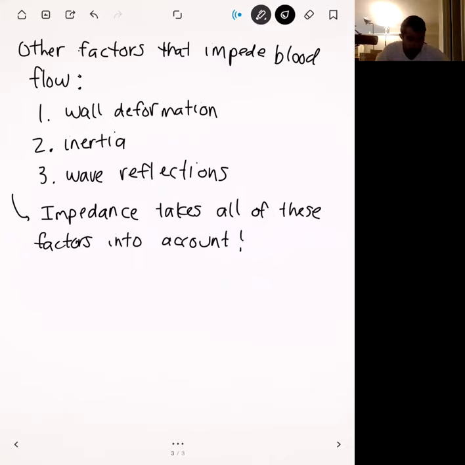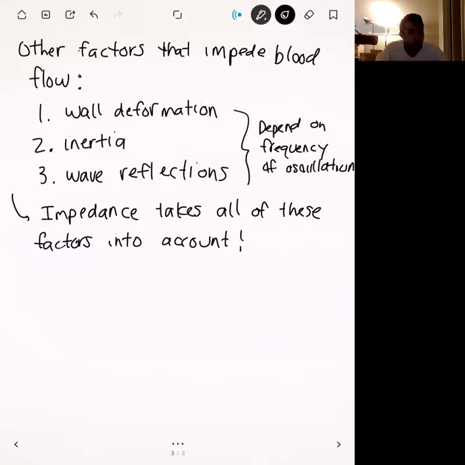And the thing about these other factors, and the reason I list these, is that all of these things, their effects, depend on the frequency of the oscillation. Because remember, our blood flow is pulsatile, and so it goes up and down, up and down, up and down. It doesn't just stay at a constant number. So all of these extra effects, the wall deformation, the inertia, and the wave reflections, those effects on the flow are going to depend on the frequency.